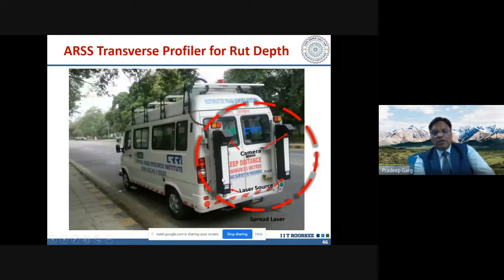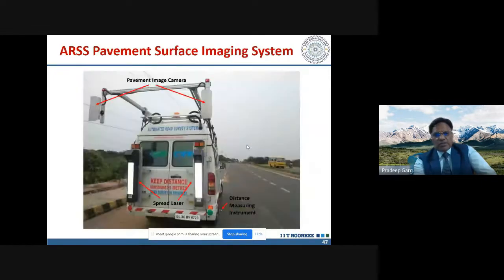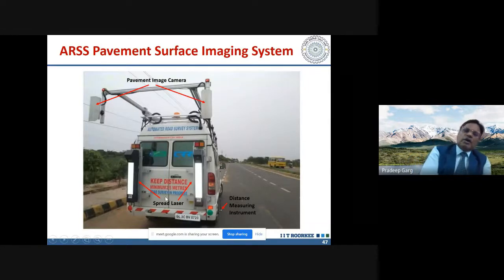Then we have the camera system. So two cameras are there. And when we are using the two cameras, we can create actually a 3D model. So stereo mode, it is collecting the data in the stereo mode. You can see one camera on the top here, another camera here. So you will get the two images of the pavement surface, and you can create a 3D model.